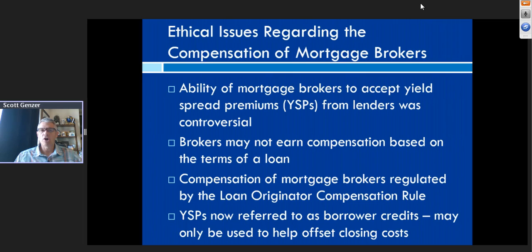Anyhow, what else has TILA done to protect the consumer? There's new rules regarding compensation of mortgage brokers. Lenders, too. They use the term brokers, but we can't get paid on any other terms of the transaction. No terms of the loan.